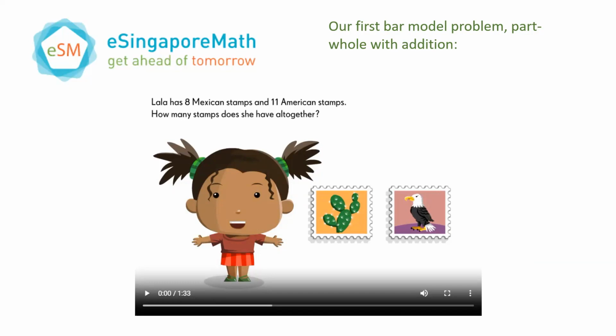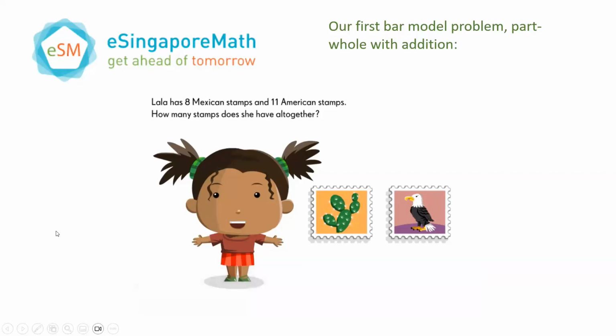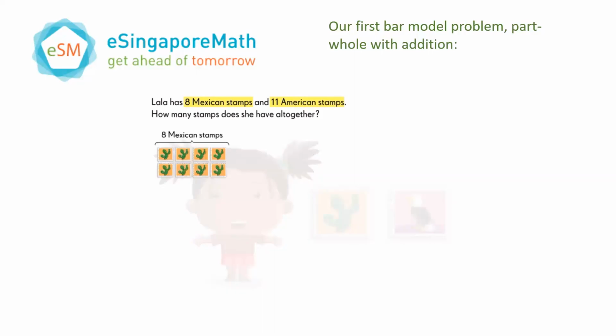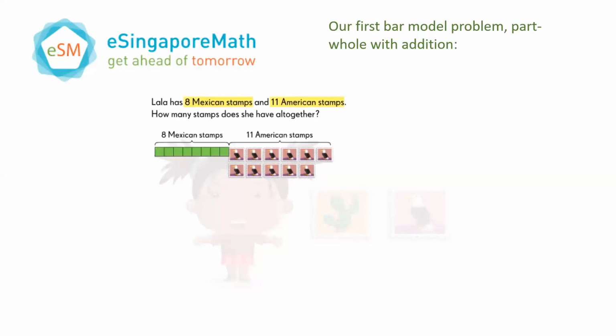This is a very simple part-whole addition problem. We'll take a look at that. Lala has 8 Mexican stamps and 11 American stamps. How many stamps does she have altogether? We can draw 8 Mexican stamps and 11 American stamps to represent this problem. It is not easy to draw so many stamps, so we draw a box to represent each stamp. We use 8 boxes for the Mexican stamps and 11 boxes for the American stamps.